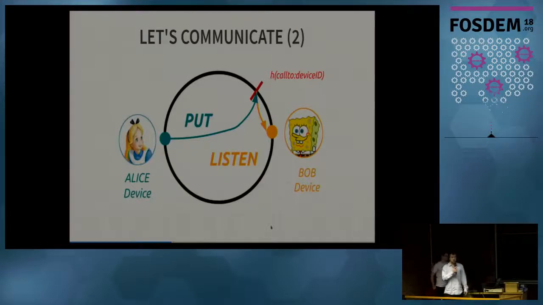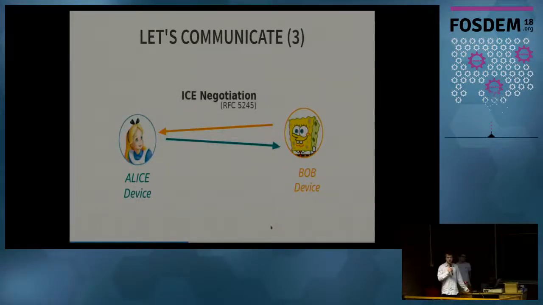So here, to join Bob, Alice will make a put on a given key, a key that is derived from Bob's public key. And Bob will make a listen operation on that key. This listen operation means that Bob will be informed of any change of value for that key on the distributed dictionary. After Bob receives this information on the DHT, Bob will also reply on the DHT to Alice. The exchange will basically be their encrypted IP addresses, which are then used to perform an ICE negotiation.